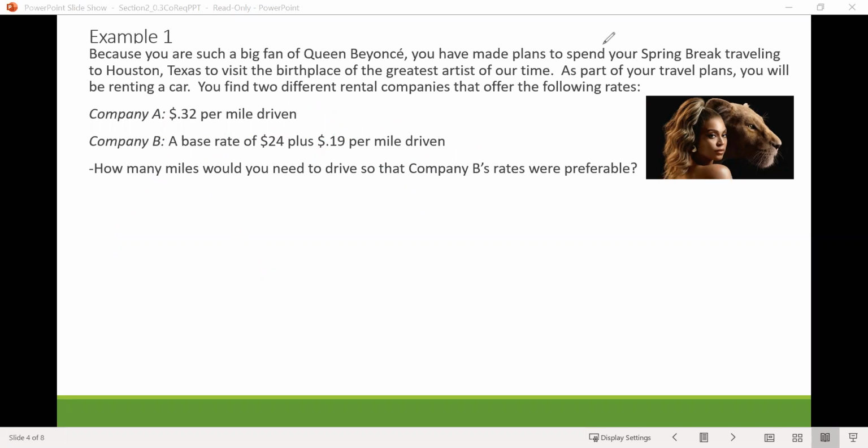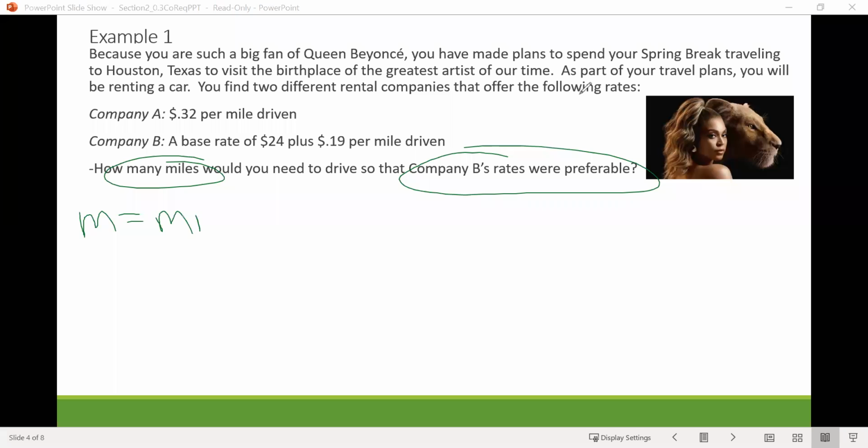So first thing I need to do is to identify some variables. We're trying to figure out how many miles, and we're also trying to figure out where Company B's rates are preferable. So what that tells me is that I probably need a variable for miles. So I'm going to call that M. Okay, and then Company B's rates are preferable. So probably what we're also worried about is cost, right? So I'm going to let C equal cost. And notice with that now, and with the information we're given, we can set up some equations to represent the amount it would cost us with each company, right?